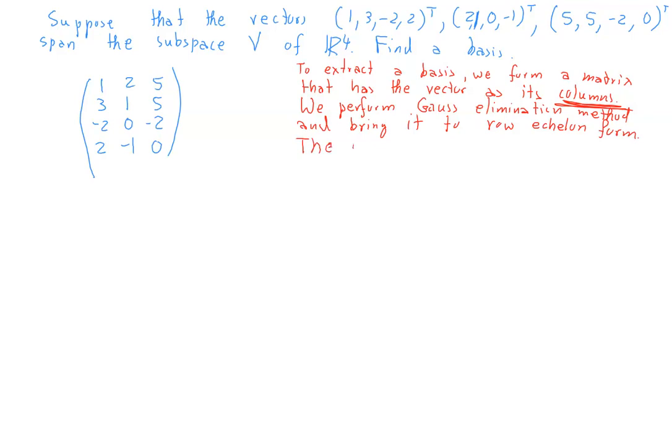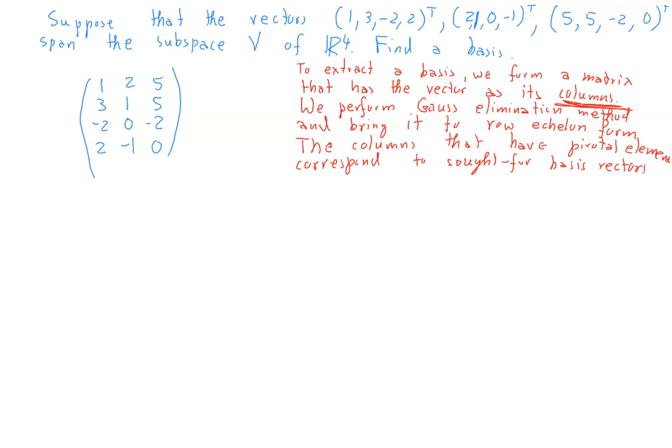The columns that have pivotal elements correspond to the basis vectors. Okay, that's how we get it. Okay, so it's a one-liner. Do Gauss elimination method on the matrix and figure out which columns have pivotal elements. Let's do it. Let's do it.